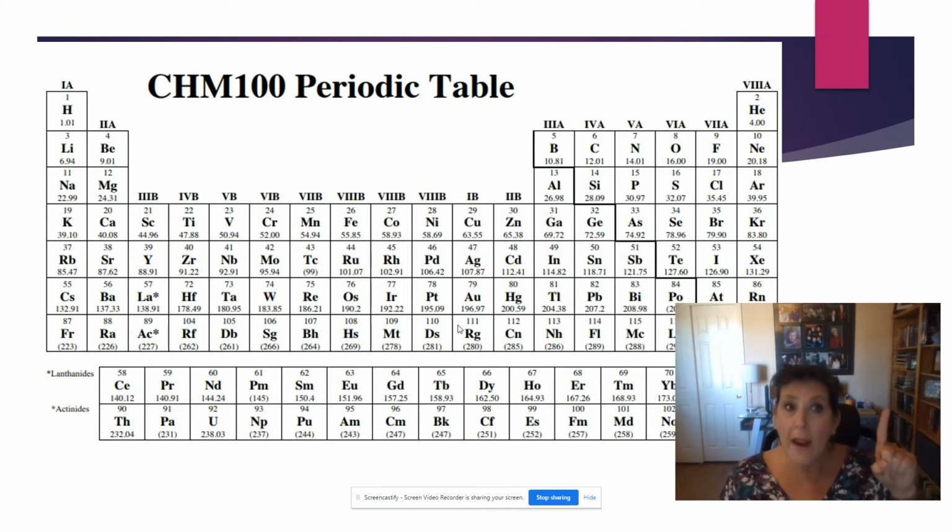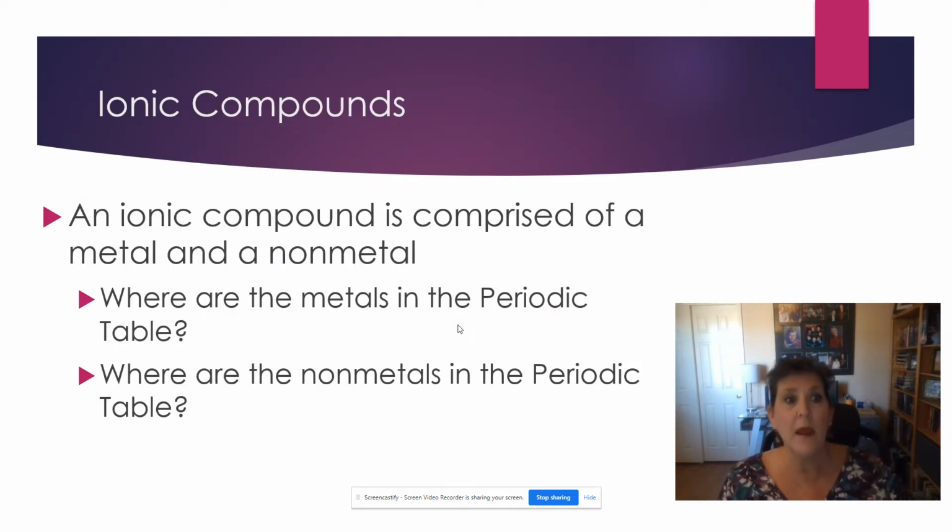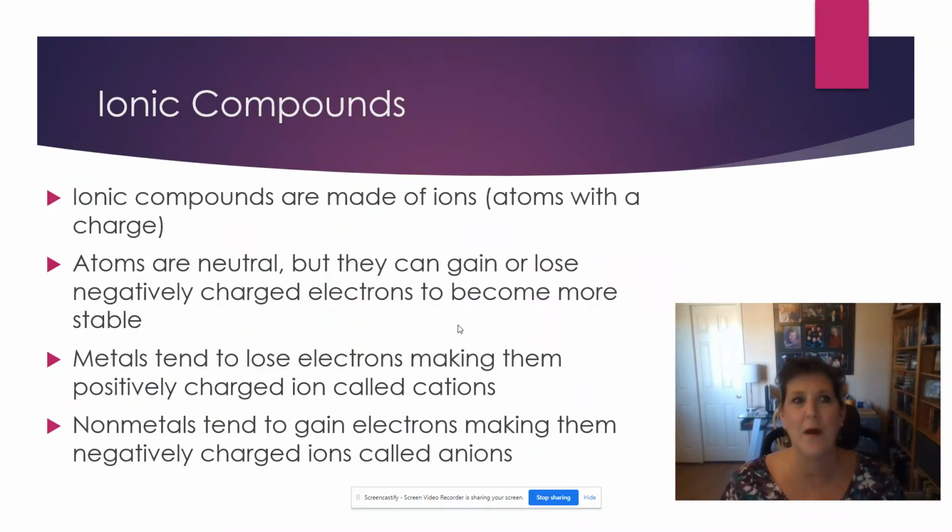Remember, an ionic compound is made up of a metal bonded with a nonmetal. In the chemical formula, you'll see a metal and a nonmetal. And the metal's always listed first, by the way. So, ionic compounds are made up of ions. That's why it's ionic.